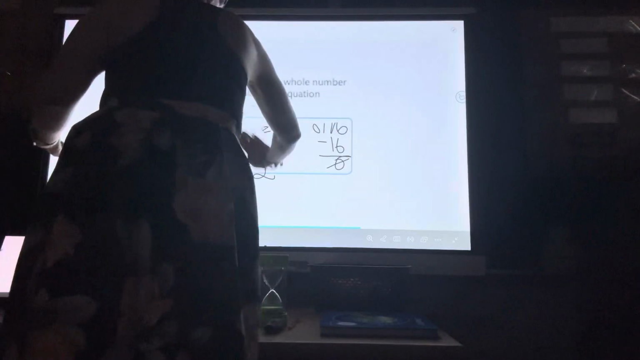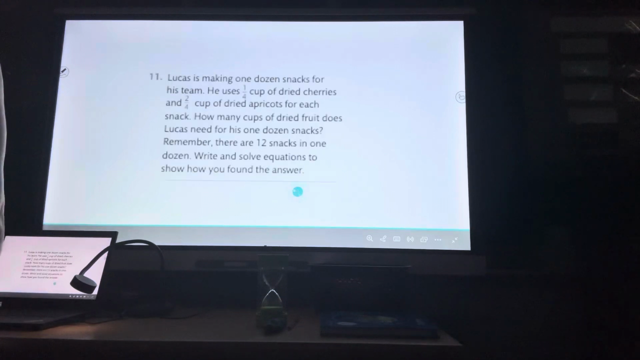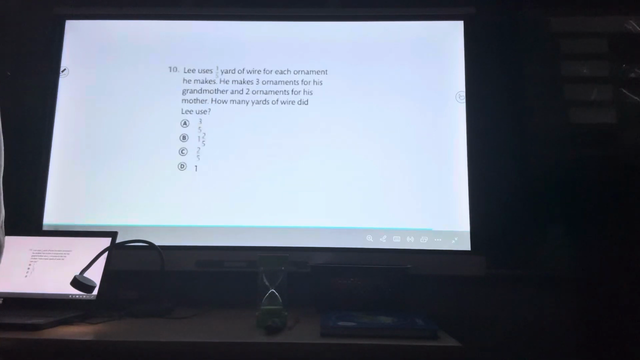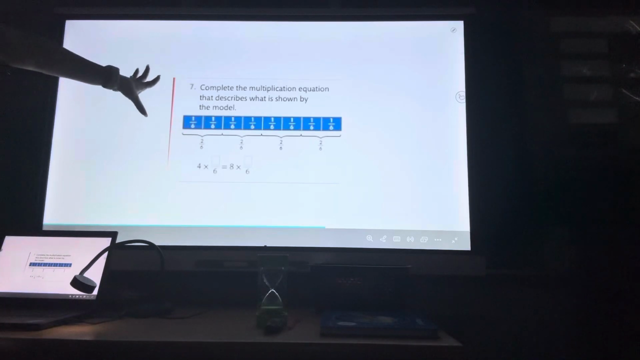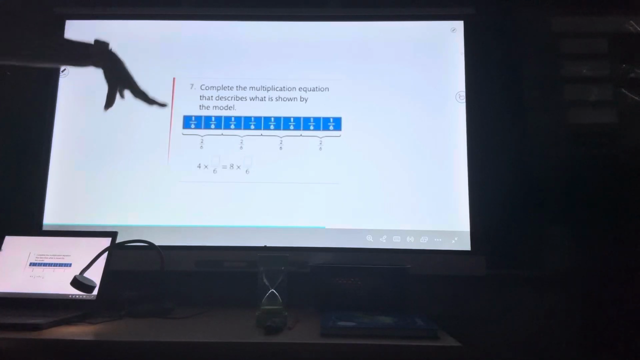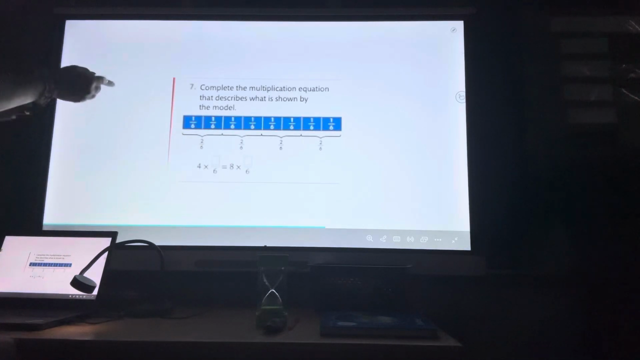Moving on to number 7. This one made a few people nervous because of the model, okay? But let's just read and fill in the blanks. Complete the multiplication equation that describes what is shown by the model.